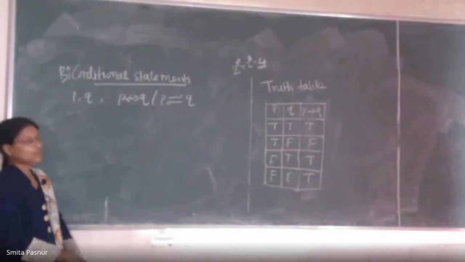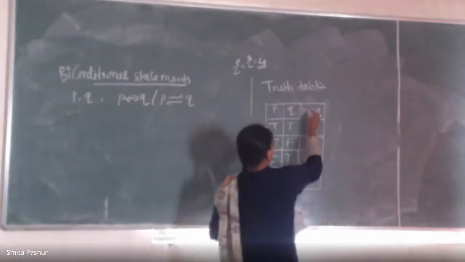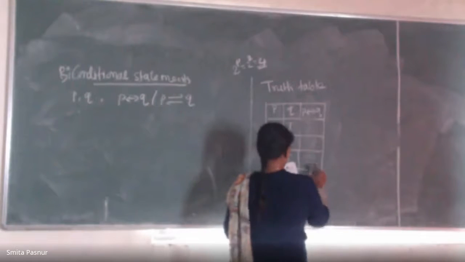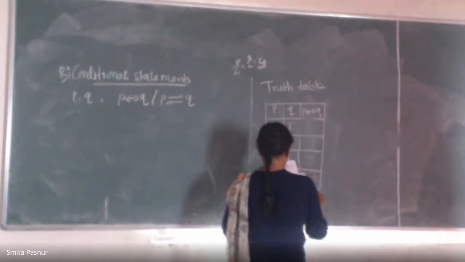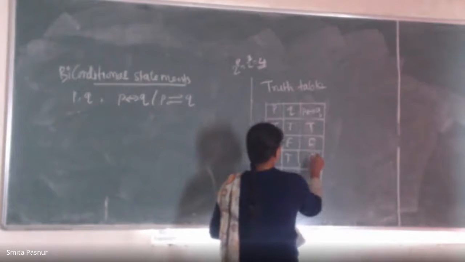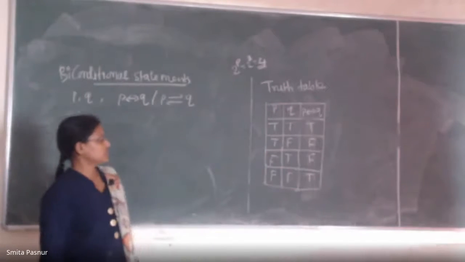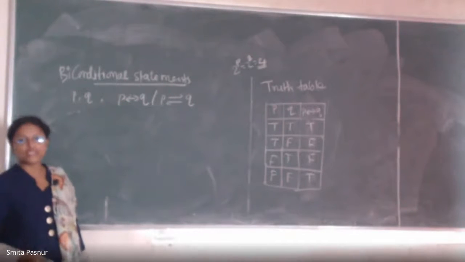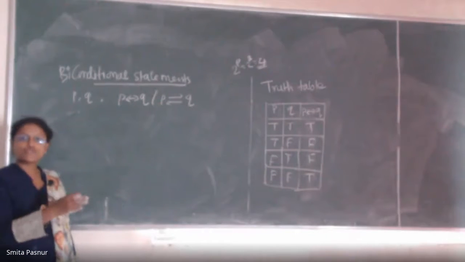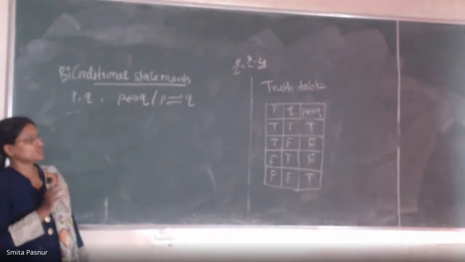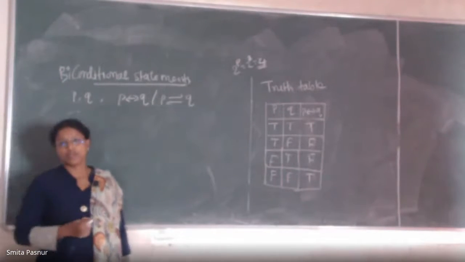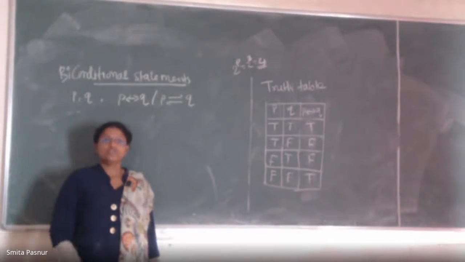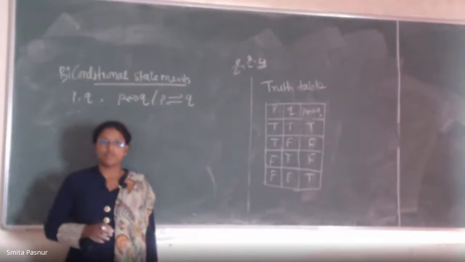So what will be the truth table for such a biconditional statement? True, false, false. Got it? That means if both the values are the same, then the output you are getting is true only. That means if it is true, true, true; false, false also true. But if it is true, false or false, true, then you are getting false. So this is the truth table for biconditional. Got it? So all these connectives you study very, very properly.